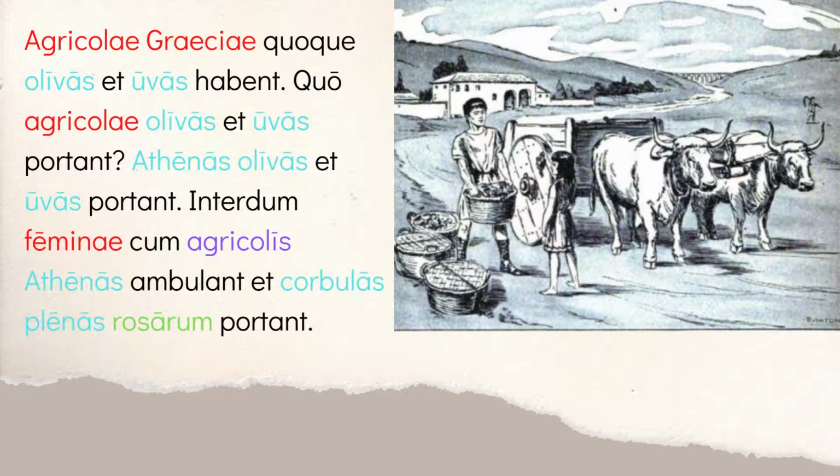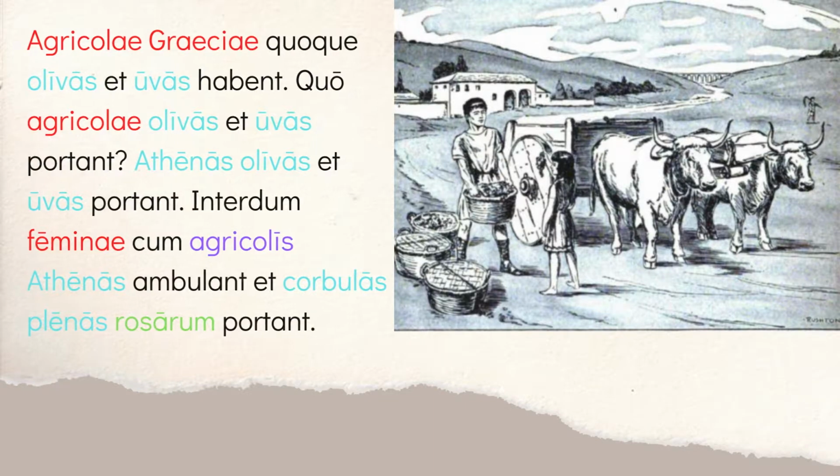Again, there's no preposition because I'm talking about a city and I'm showing place to or toward. So they also walk to Athens, and portant, they carry corbulas plenas rosarum. So corbulas are small baskets, and they're small baskets, plenas, full. Usually when you have that word plena, in this case plenas, you have to be full of something. We use the genitive to show that. So small baskets full of roses, okay? So they walk with the farmers, and they're carrying these small baskets that are full of roses.